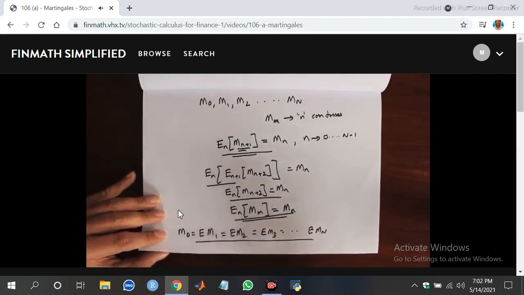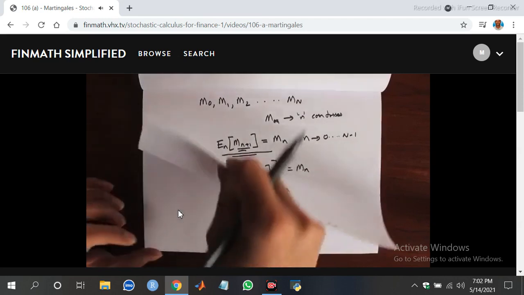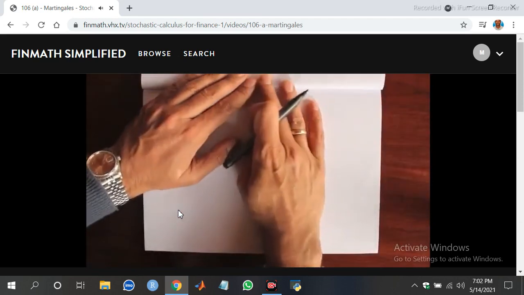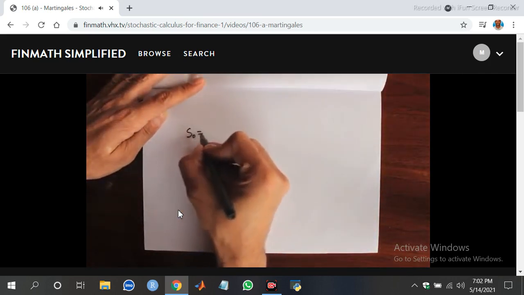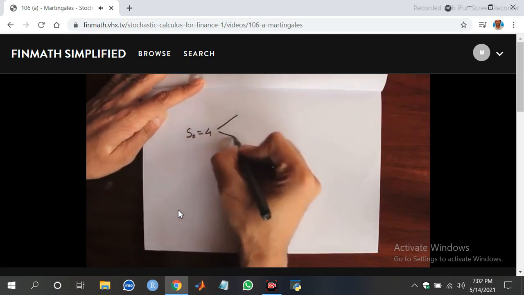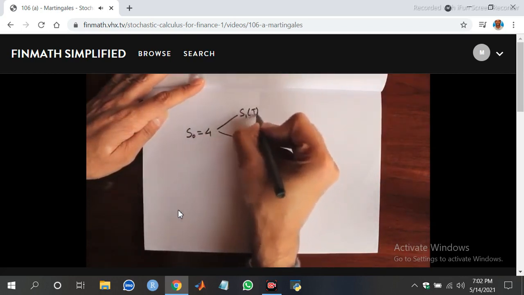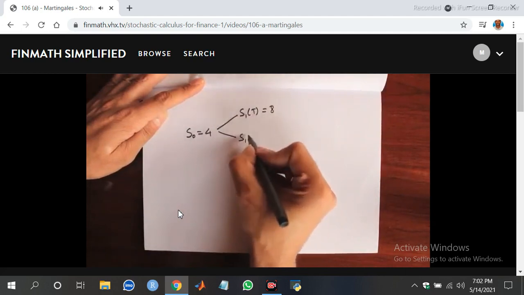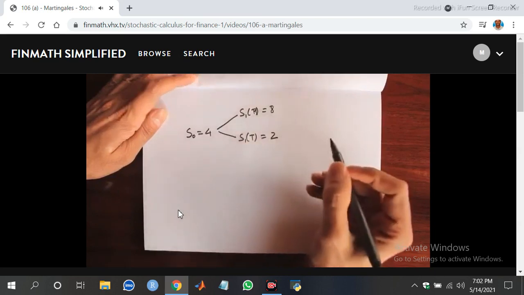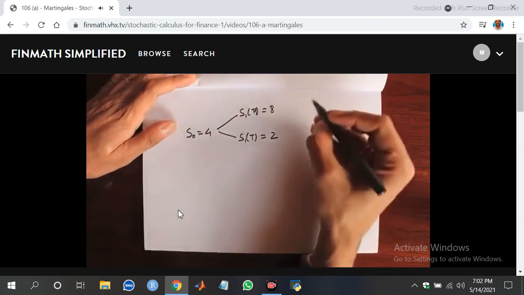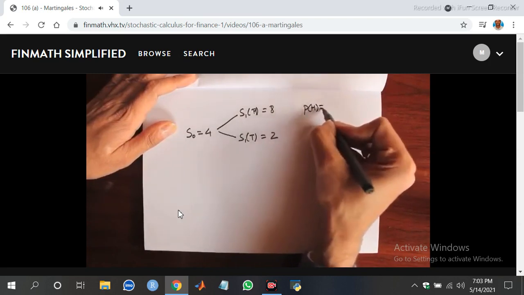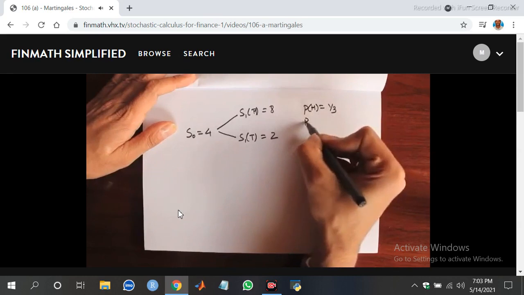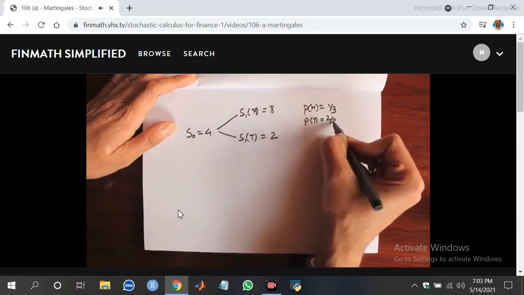Now what I would like to do is, let's actually apply this property to our simple model, okay? We basically had defined a stock process where at time 0 the stock was at 4. If we tossed the head, then the stock went up to 8. If we tossed the tail, then the stock went down to 2, okay? Now let's define a probability measure under which probability of getting a head is 1 by 3 and probability of getting a tail is 2 by 3.